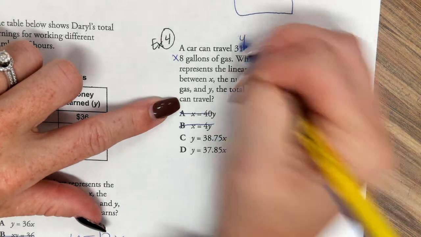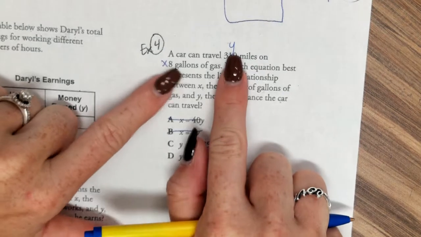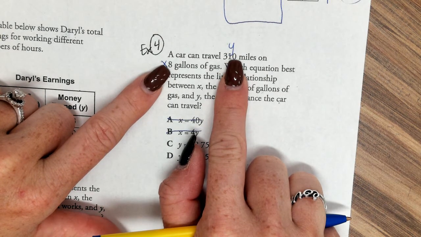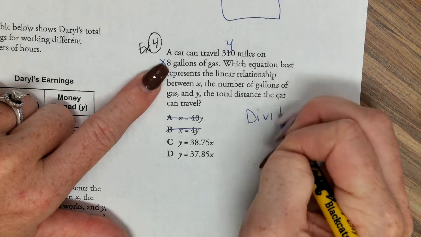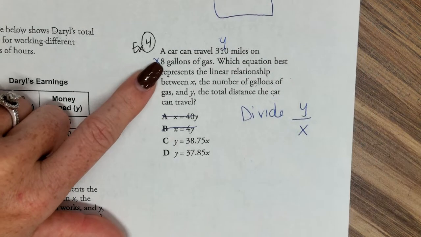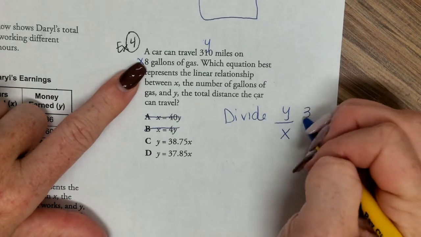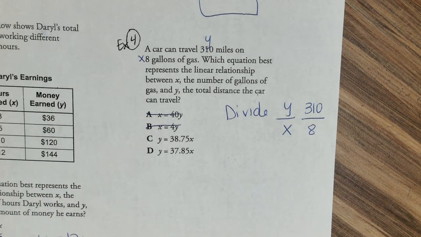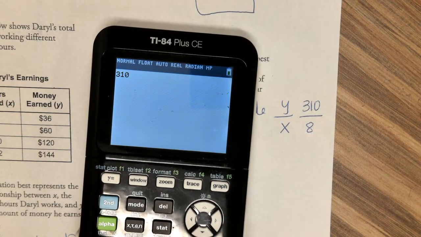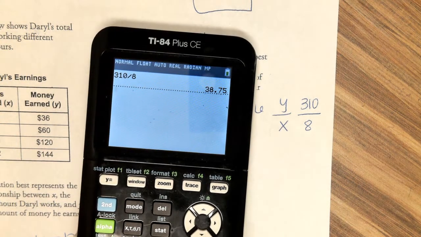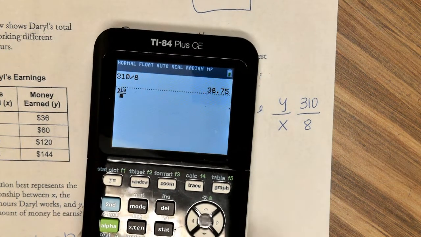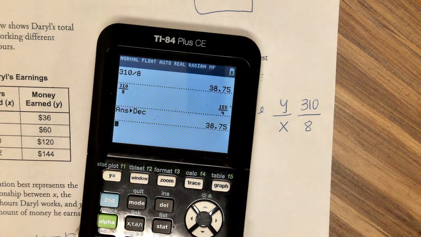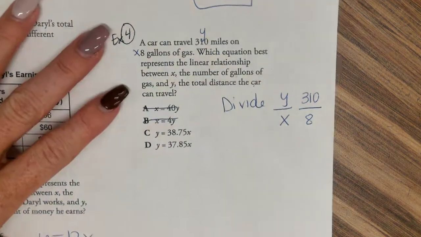The distance right there. So if I am given two numbers, y'all better listen because this is on your assignment, and they want you to write an equation, what did I teach you? To divide, what goes on top? Y divided by x. Well, the y is 310 and the x is 8. So you simply put that in your calculator. 310 divided by 8. Could I also use alpha y equals? So I could have done 310 over 8 and then math decimal enter. Did I get the same answer? So what is the rate? 38.75.